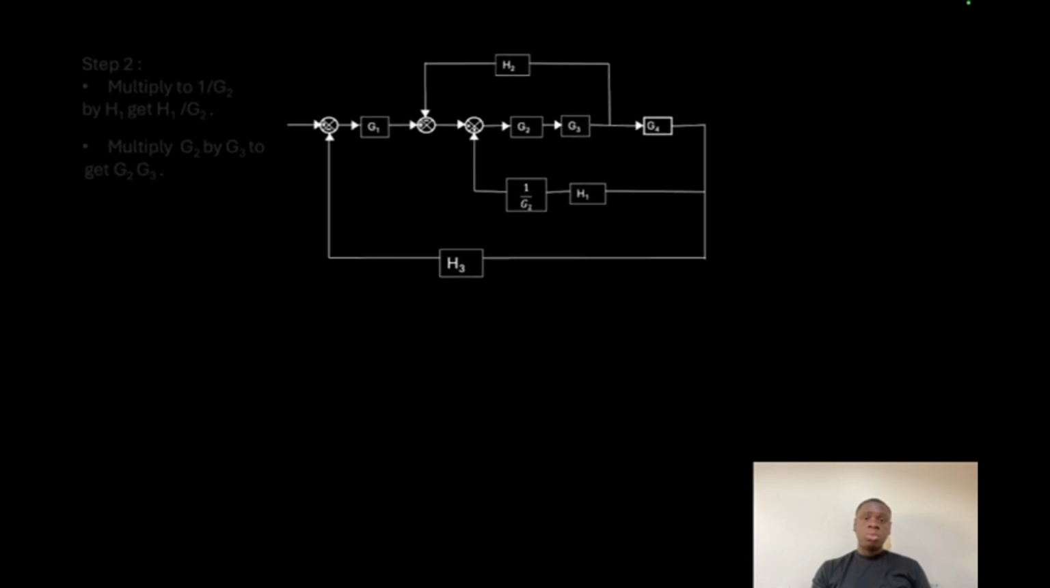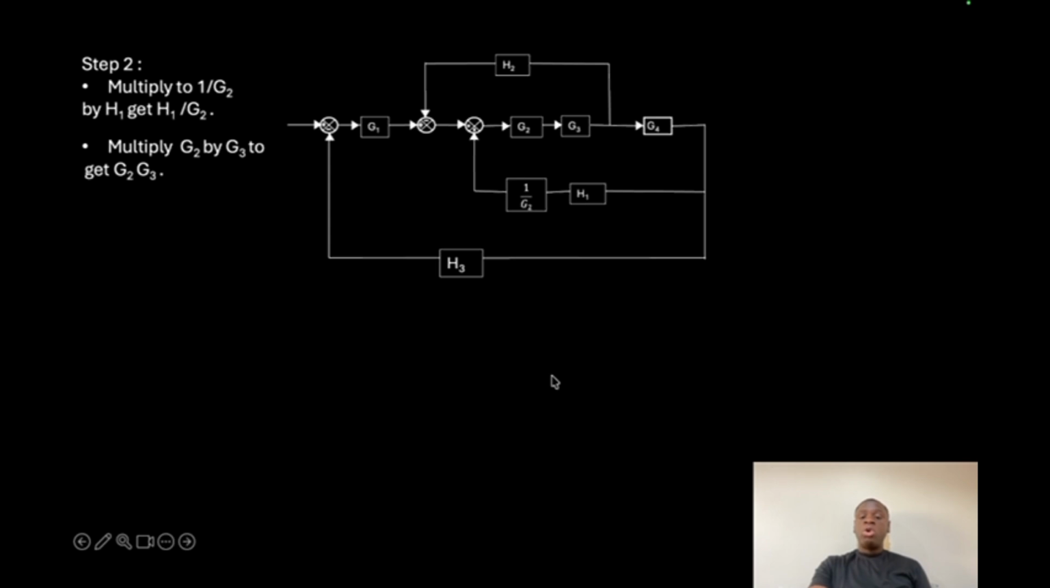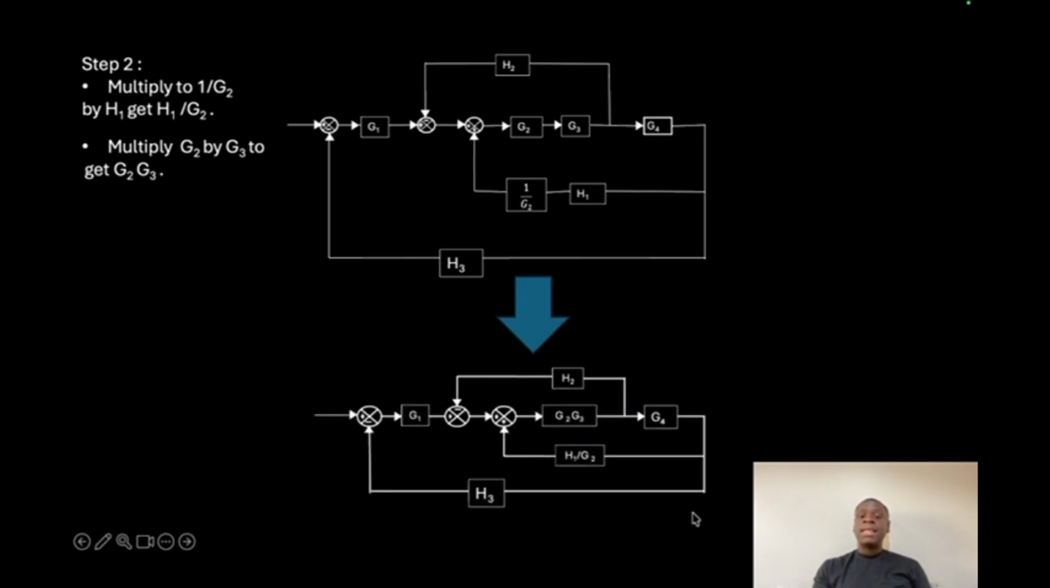In step 2, we adjust the feedback path. Since the summing points moved before G2, we multiply the feedback path by the inverse of G2, so the feedback path now becomes H1 over G2. We also combine series blocks because blocks in series multiply, and since G2 and G3 are in series, they become G2G3. After step 2, the diagram is simpler, there are fewer blocks, and it's easier to continue the reduction. We also see that H2 is still the upper feedback loop, H3 remains the outer feedback loop, and the system behavior is unchanged.